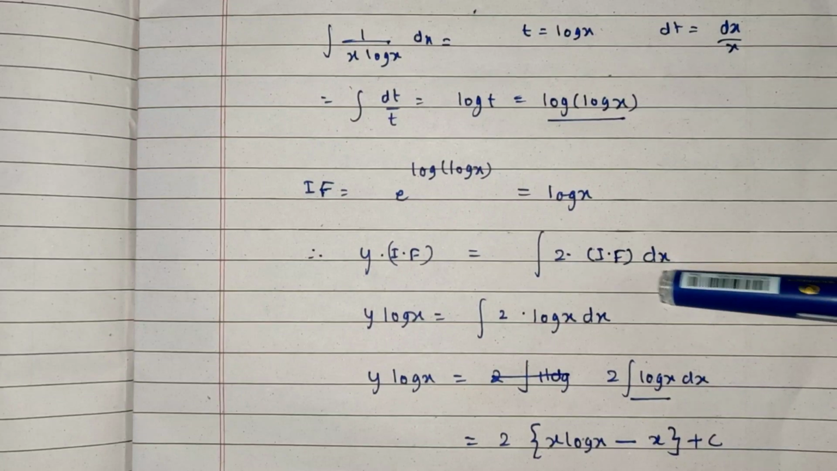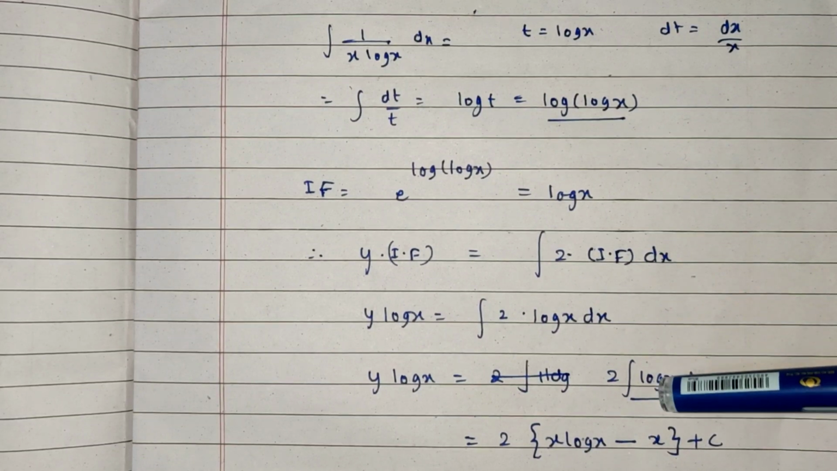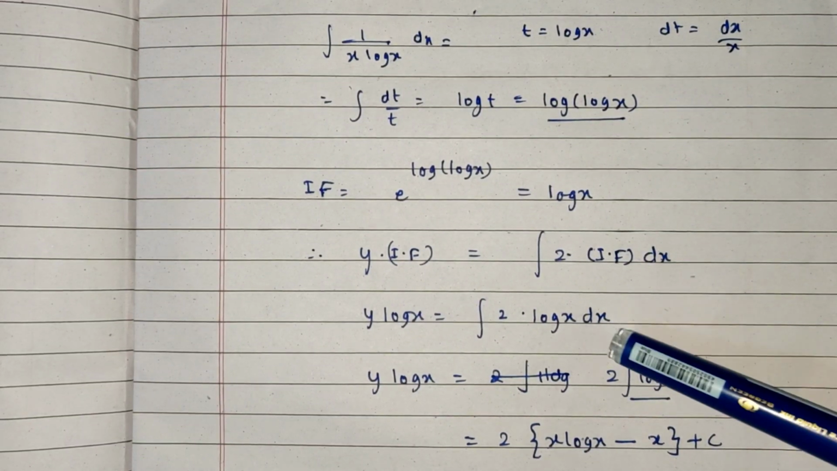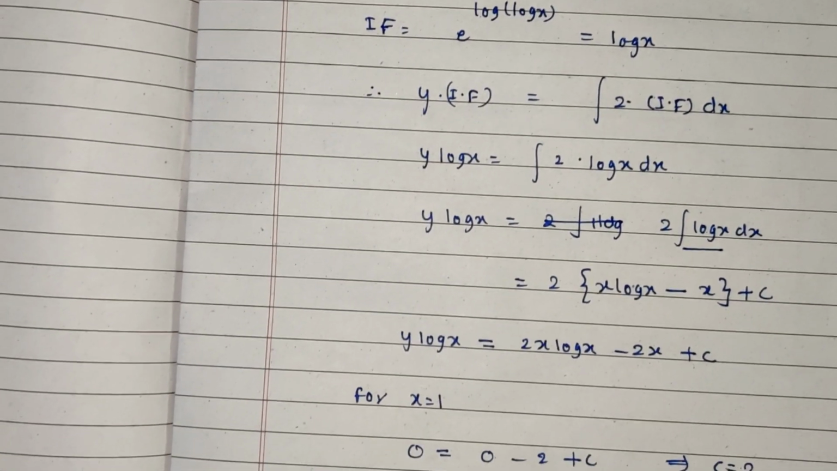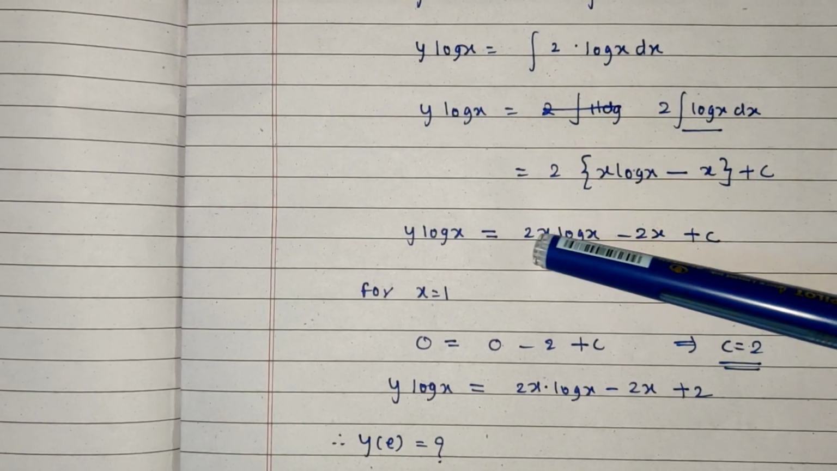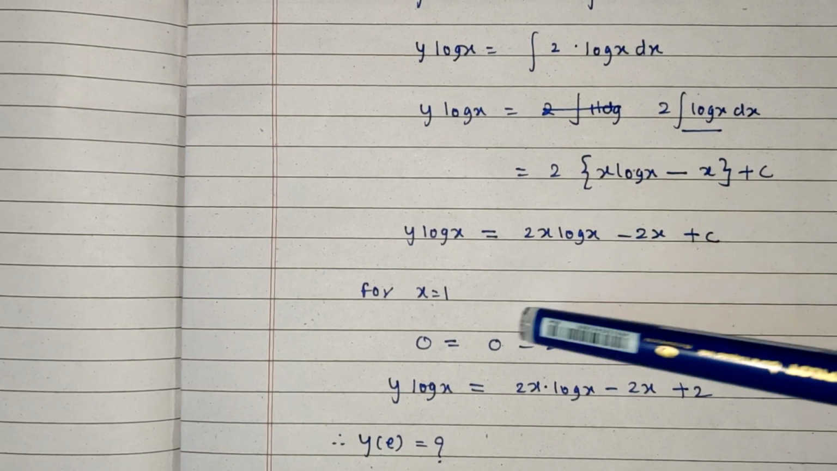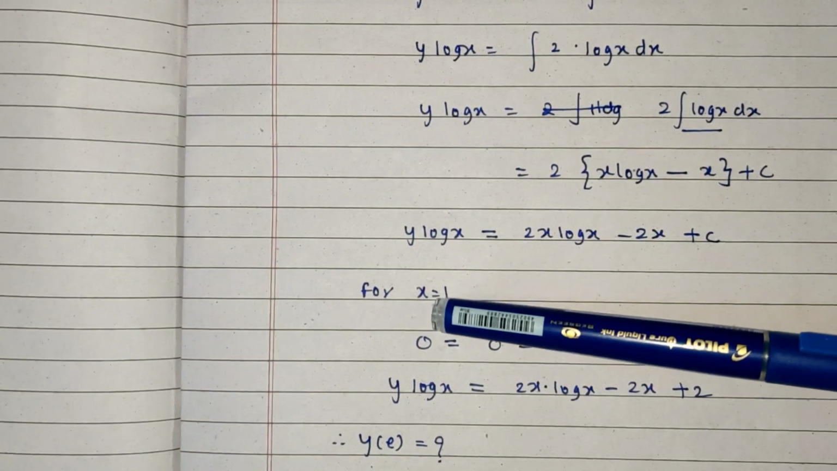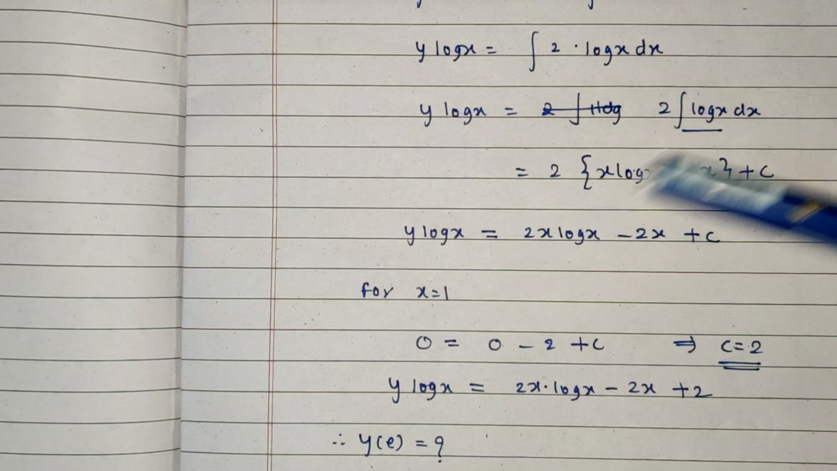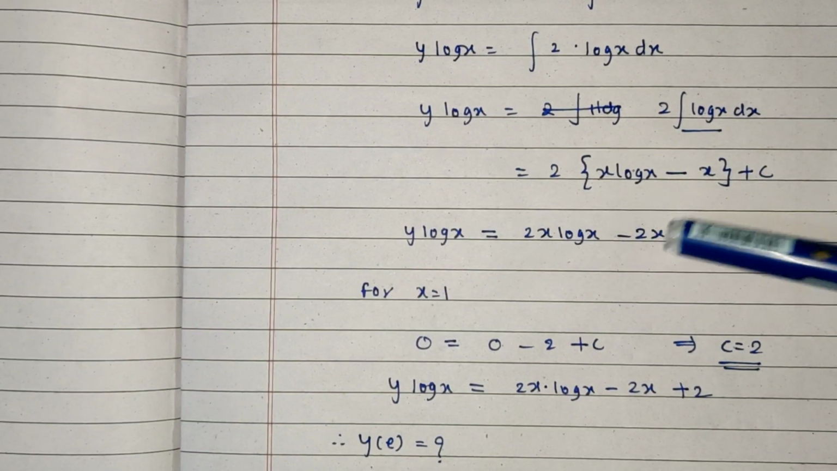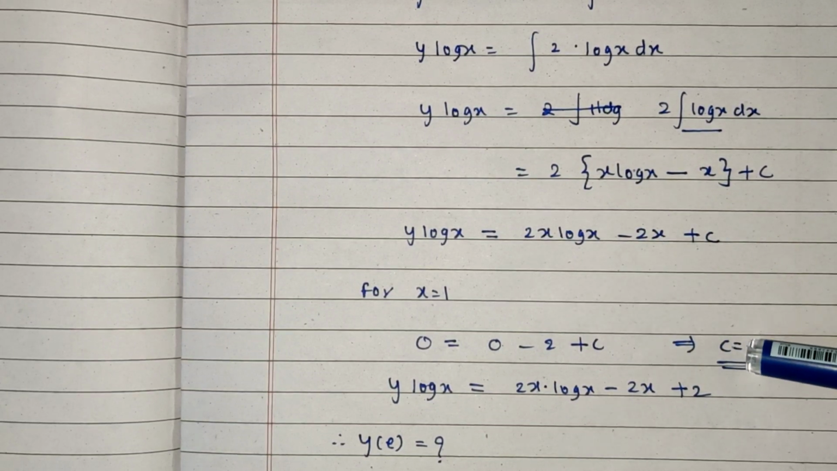2 constant, integrating factor is log x, so we find integration of log x, here integration of log x is x log x minus x plus c constant, which is y log x equals 2x log x minus 2x plus c, and the condition is given x is greater than or equals to 1, so put x is equal to 1, log of 1 is 0, so this side is 0, here this is 0 and minus 2 it is. So we are getting minus 2 plus c is equal to 0, so c is 2.